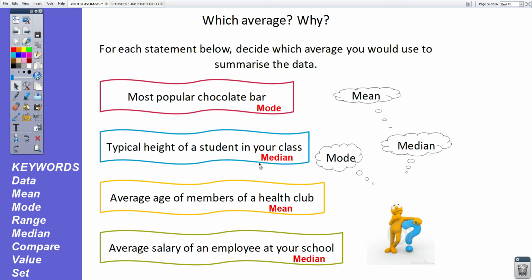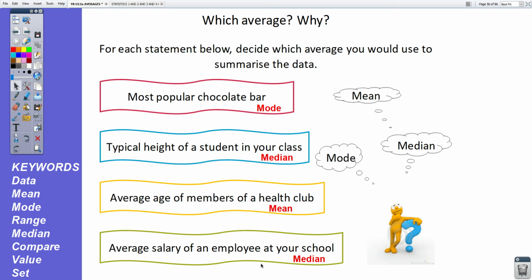The average age of members of a health club. Well, here we want to include everybody, so we would take the mean. The average salary of an employee at your school. Well, in a school, you have people who work full-time, who work part-time, and some people who perhaps, like examination invigilators, might only come in for a couple of hours a day, maybe 2 or 3 weeks a year, and therefore, although they are employees of the school, they will only earn a very small amount compared to somebody who is a full-time teacher who's there 52 weeks of the year.